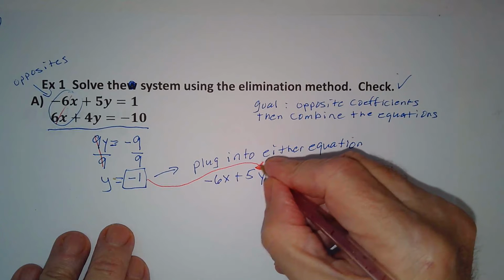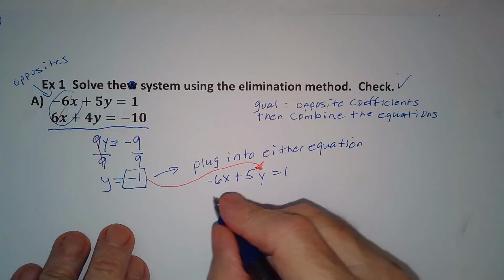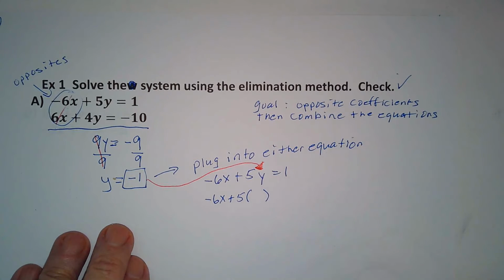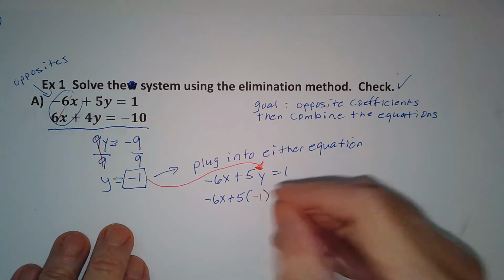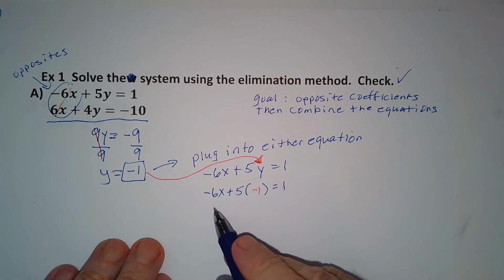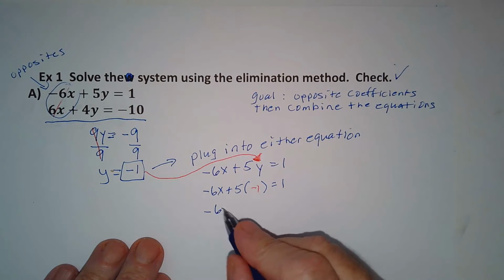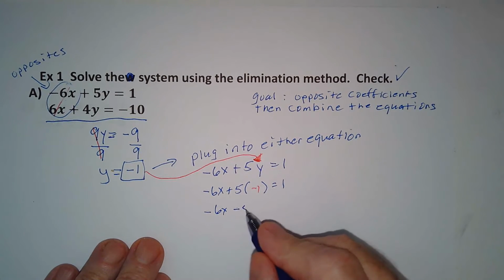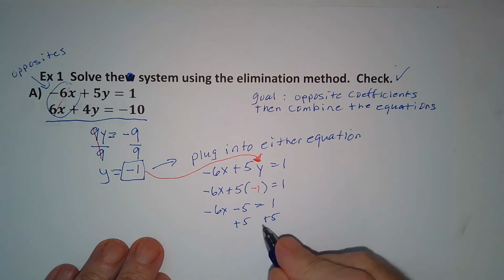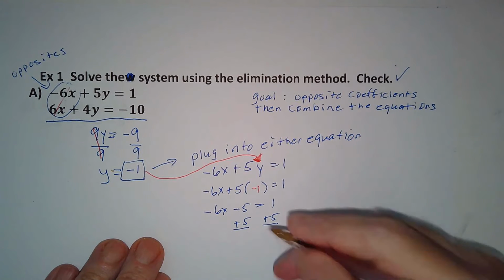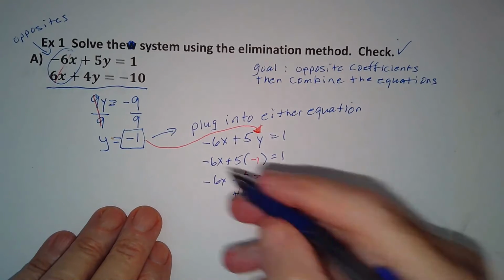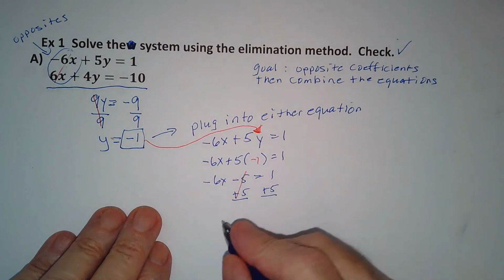So you'll have negative 6x plus 5 times negative 1, and that equals 1, we hope. Let's see. So negative 6x, 5 times negative 1 is negative 5, equals 1. So we're going to add 5 to both sides. And here's elimination. This is a good example of elimination that's going on in your undoing. So this is a good crossover for you to think about it that way.